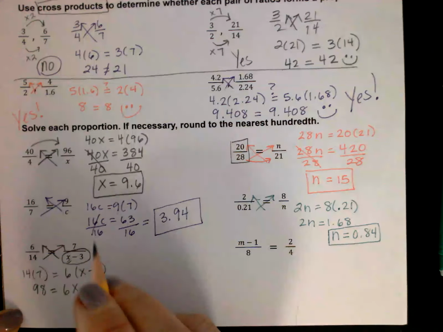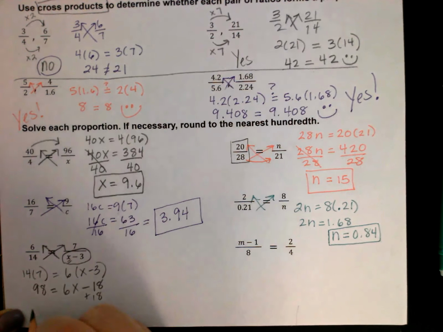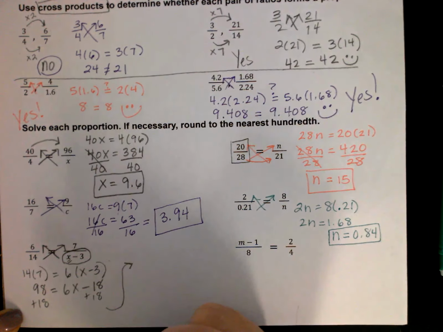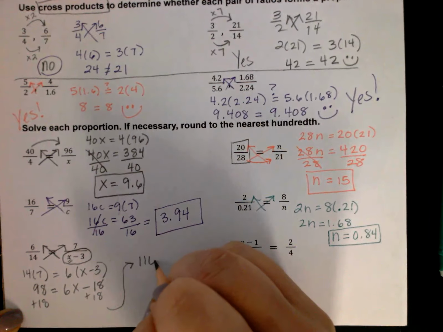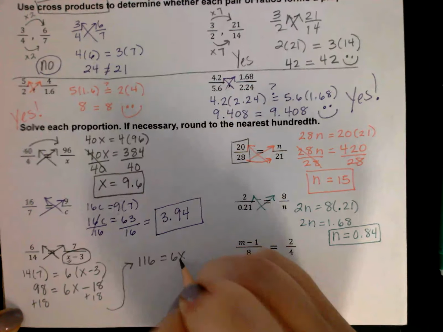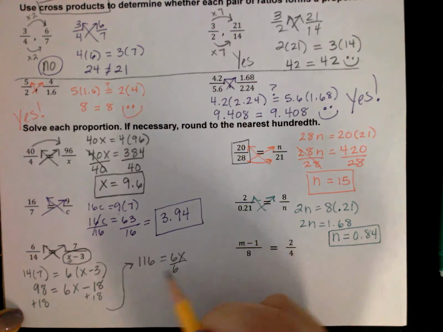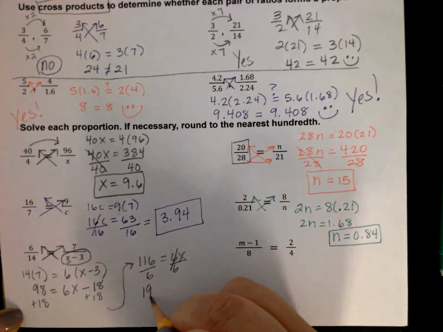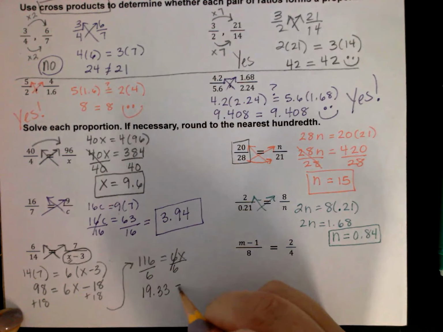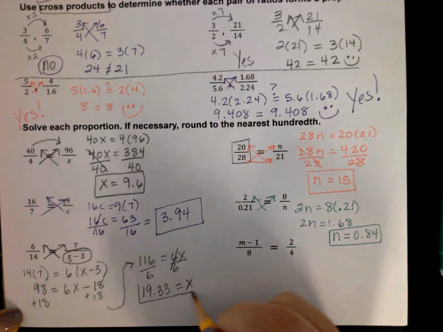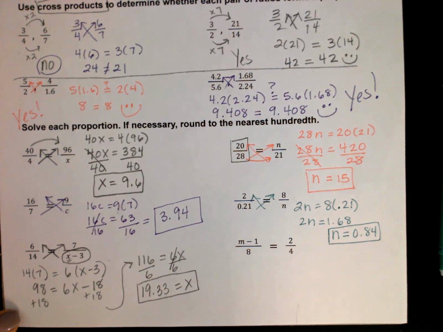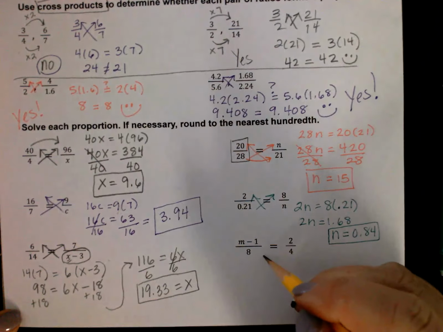I am running out of room, so I'm going to add 18, and then I'll continue my work over here. 116 equals 6x. Divide by 6, divide by 6. 19 and 33 hundredths equals x, rounding to the nearest hundredth. Don't make this difficult. It just turns it into a two-step equation.